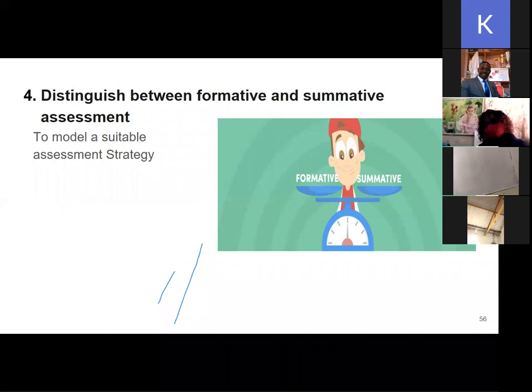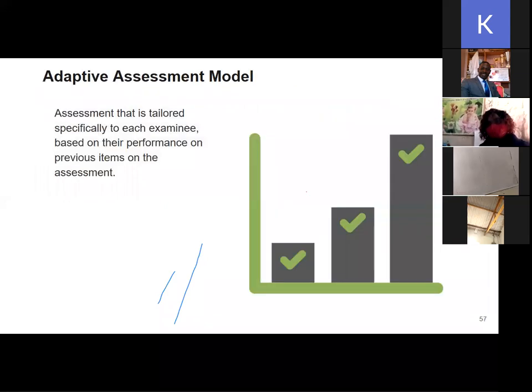Another form of assessment, we call it the adaptive assessment model. An adaptive assessment model can be defined as any type of assessment that is tailored specifically to each learner or child or student based on their performance on the previous items on the assessment. Most adaptive assessments are based on the theories and advances of what we call the item response theory. If you find some time, go through it. It's a very elaborate way of understanding adaptive testing, the item response theory.